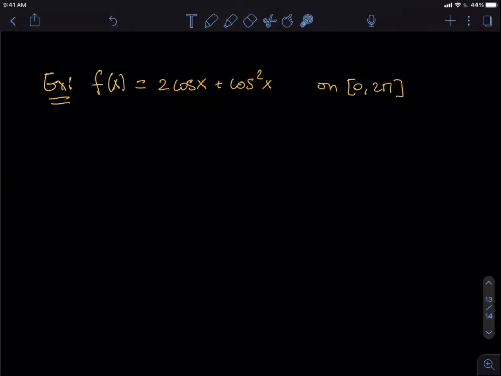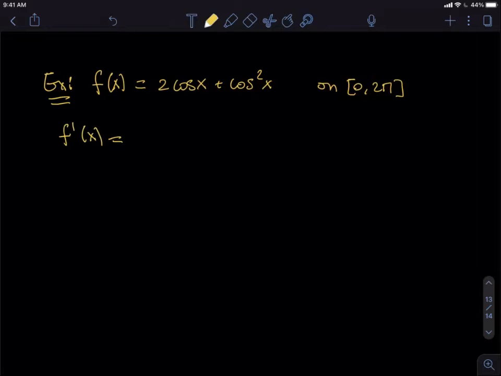So every feature that we are able to find in the period 0 to 2 pi will repeat infinitely many times. So we can just graph this window 0 to 2 pi and then repeat over and over like a pattern. All right, so let's start computing the first derivative.